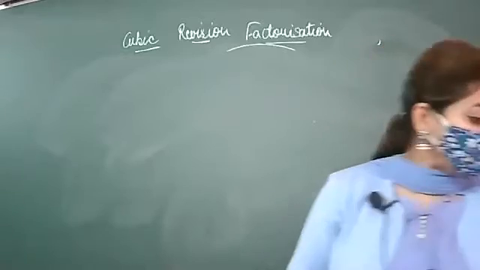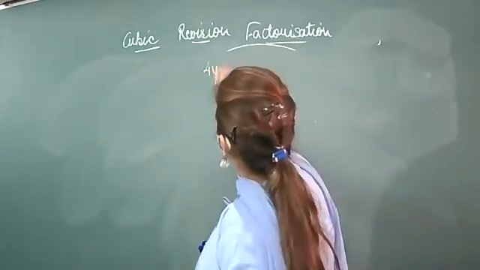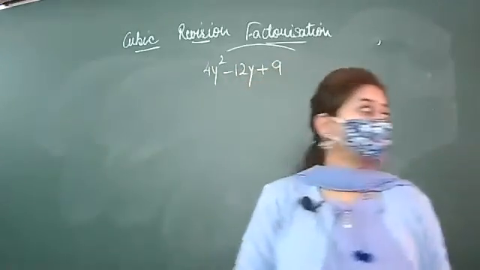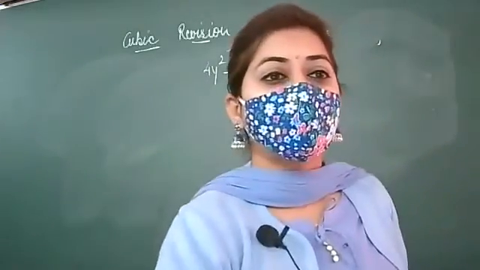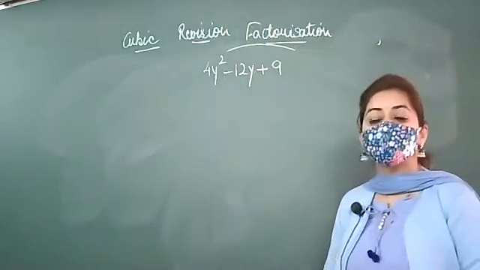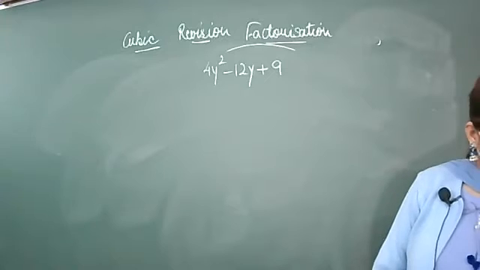Got it? So I'm writing a few questions, you all will solve them. 4y square minus 12y plus 9. Start this question. You can do this question in any way. Write it 2 times. So the answer is 2y minus 3, 2y minus 3. Yes, look here.